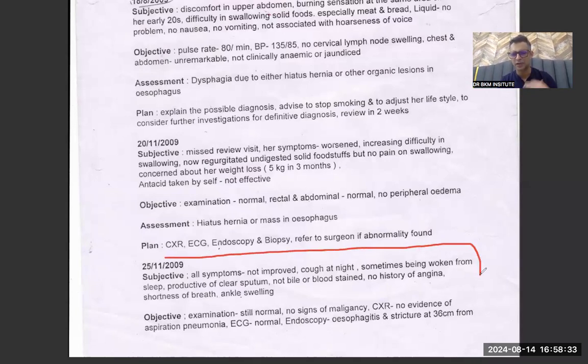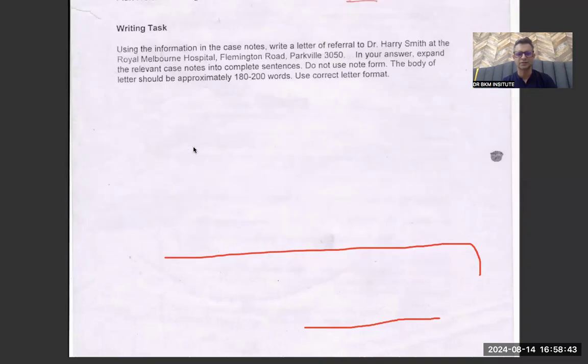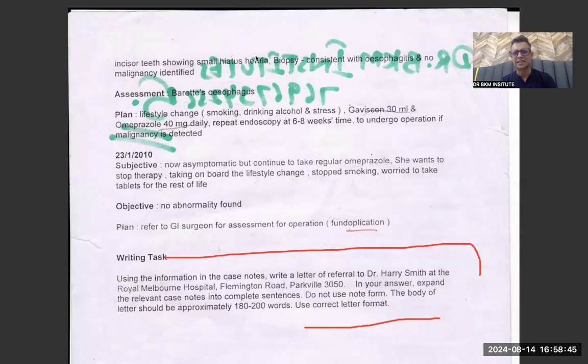Symptoms did not improve, cough at night. And on examination, endoscopy showed esophagitis. There is an inflammation in the esophagus. Incisor teeth, small hiatus hernia. Biopsy consistent with Barrett's, that means the biopsy also confirmed the same. So we said your assessment is bad. This is the main thing about this letter.